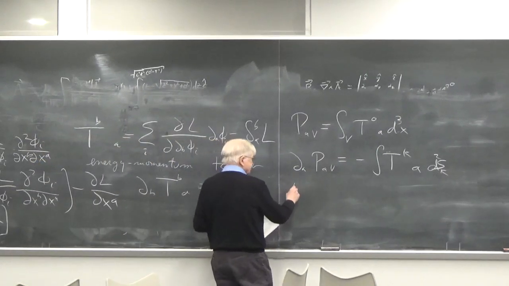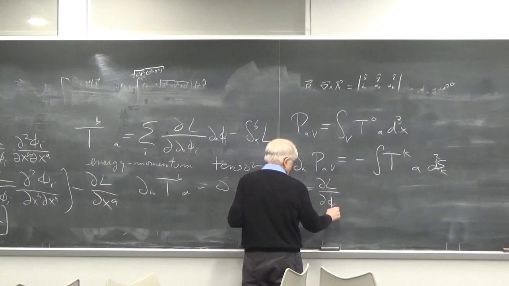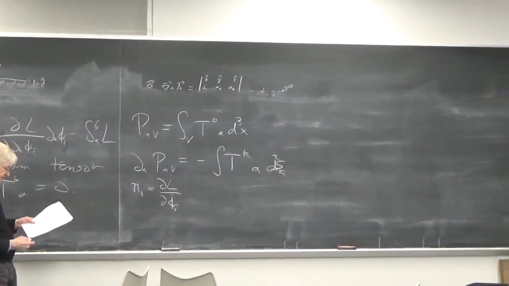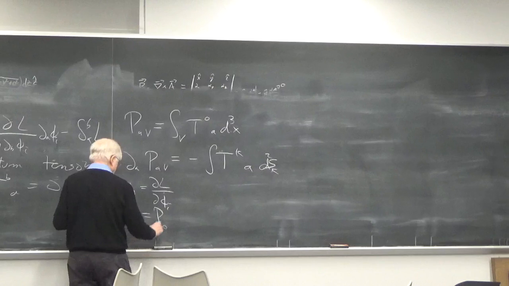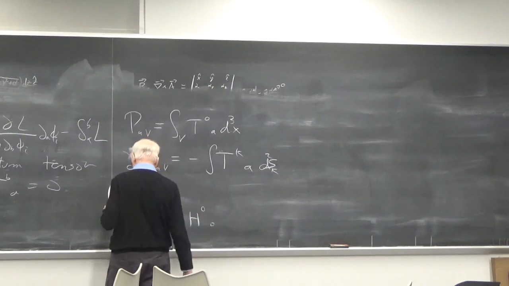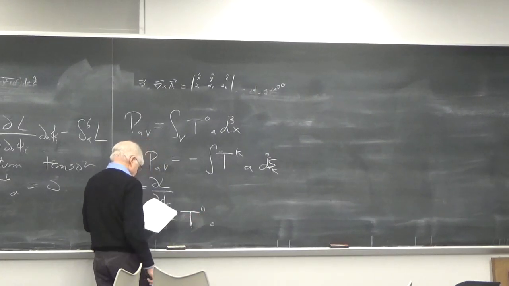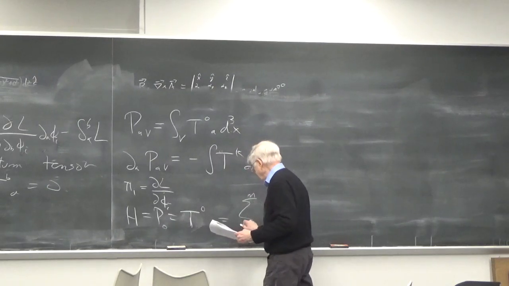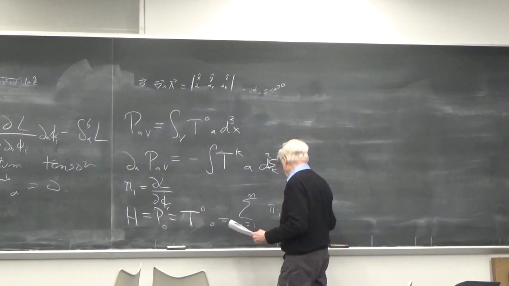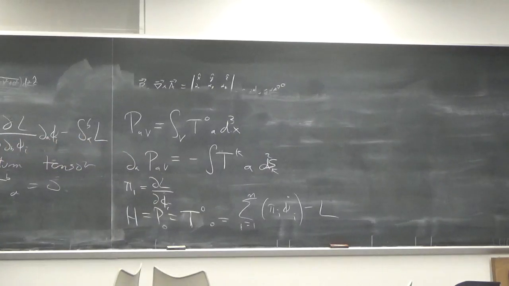In particular, since the pi i's are defined as the derivatives with respect to the time derivative of the phi i field, the Hamiltonian then, which is P0, it's an energy density, and, sorry, that's supposed to be T00, and this is a sum on i equals 1 to n of pi i phi i dot minus L. So that's the form of the Hamiltonian.